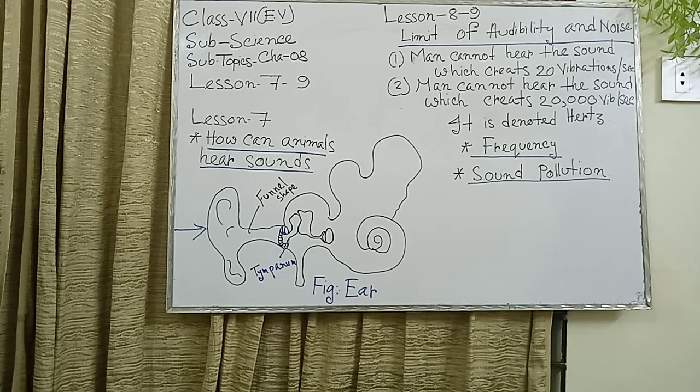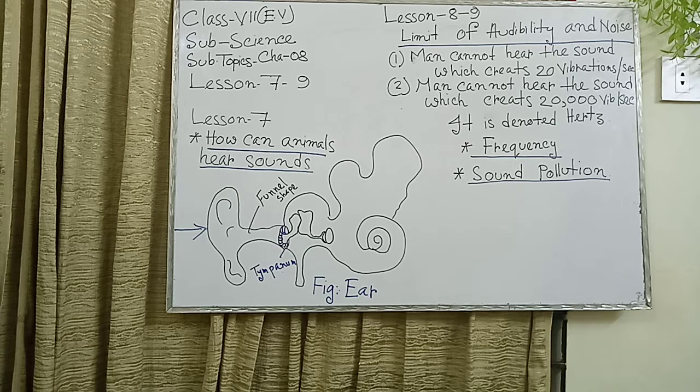So the limit of audibility of man is from 20 to 20,000 hertz. Such a limit of vibration of sound is called audible sounds. So we know the range is 20 to 20,000 hertz. Then we can hear the sound.